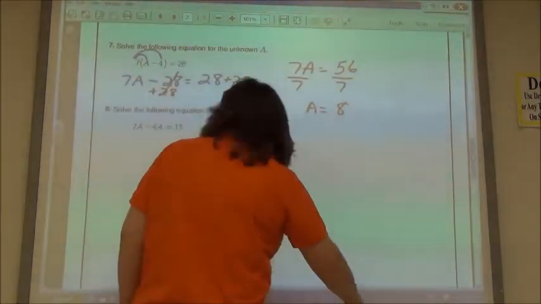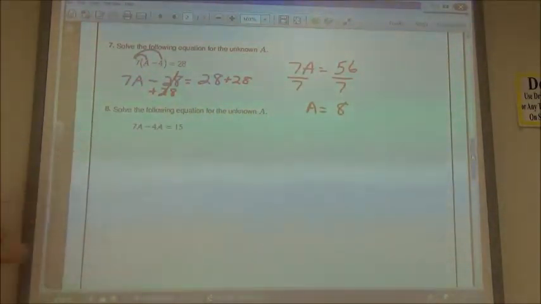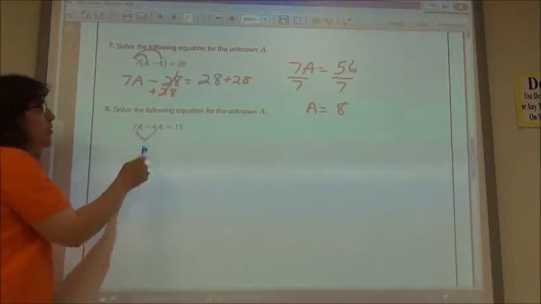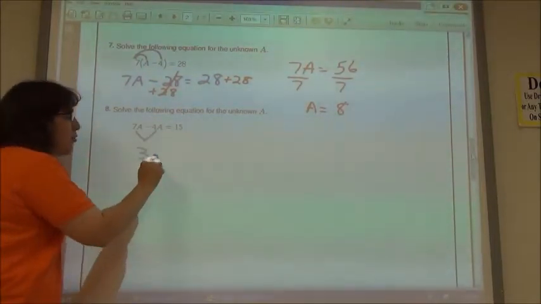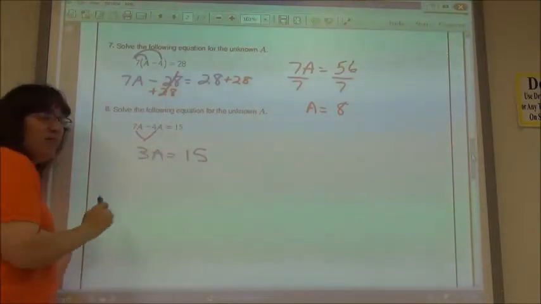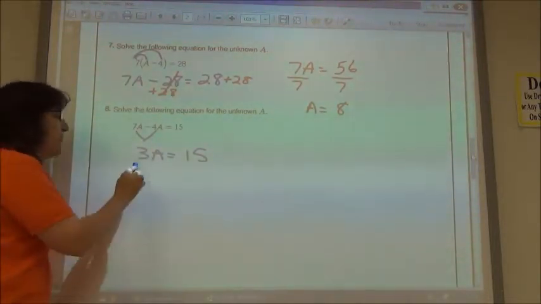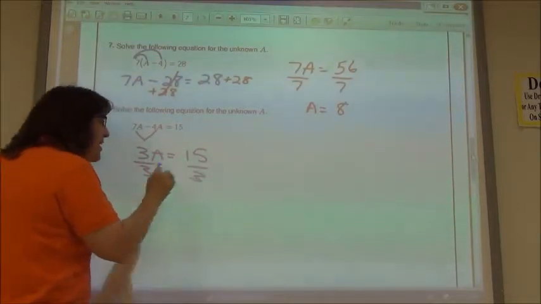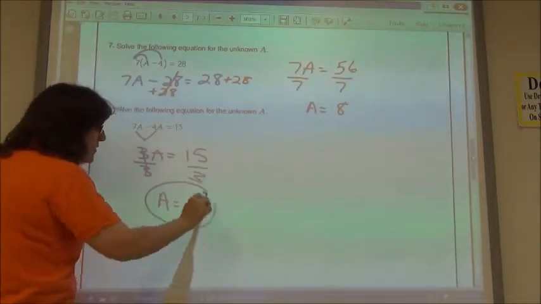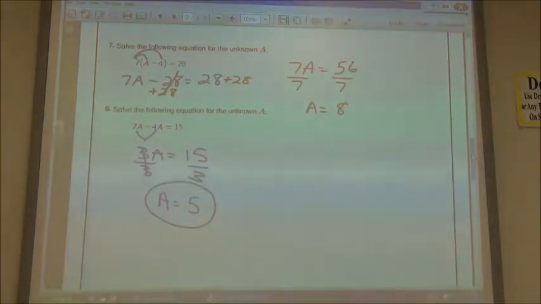And this is a short page. Solve the following for the unknown a. 7a minus 4a. These are like terms again. I'm going to be able to put those together. So 7 minus 4 gives me 3a equals 15. 3 times what number is 15? You probably know that it's 5, but what we do is we divide by 3. And a is equal to 15 divided by 3, which of course is 5. So a equals 5.